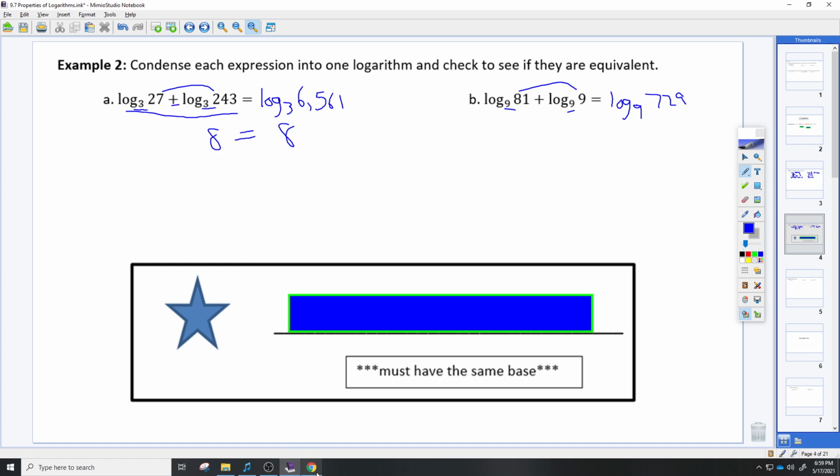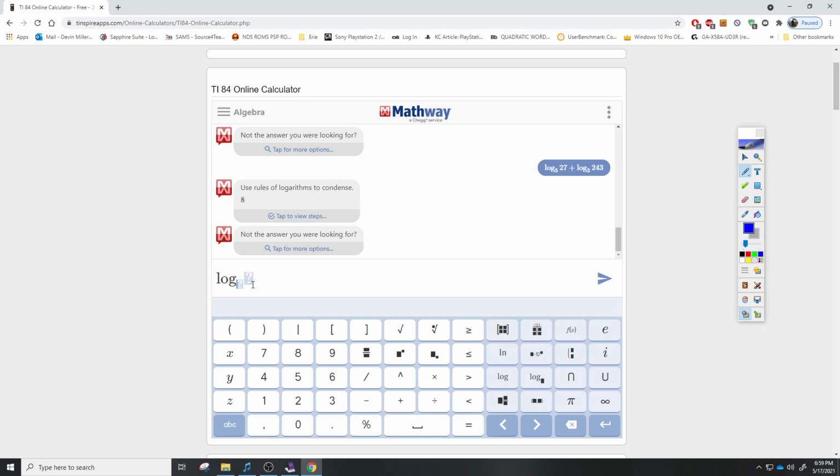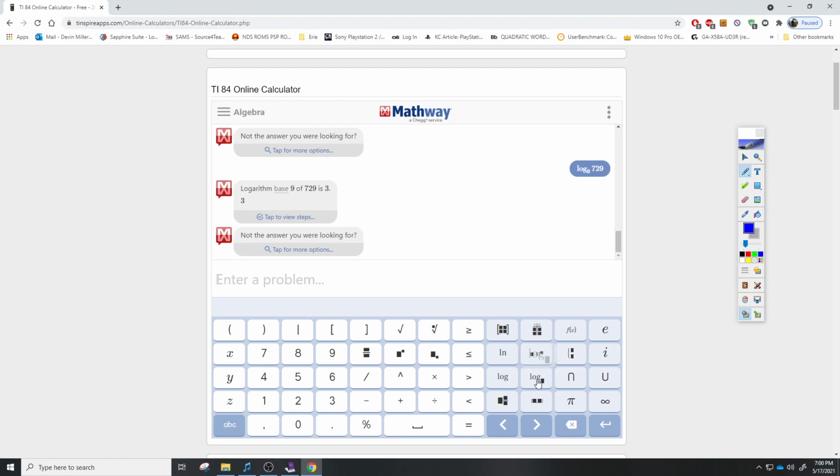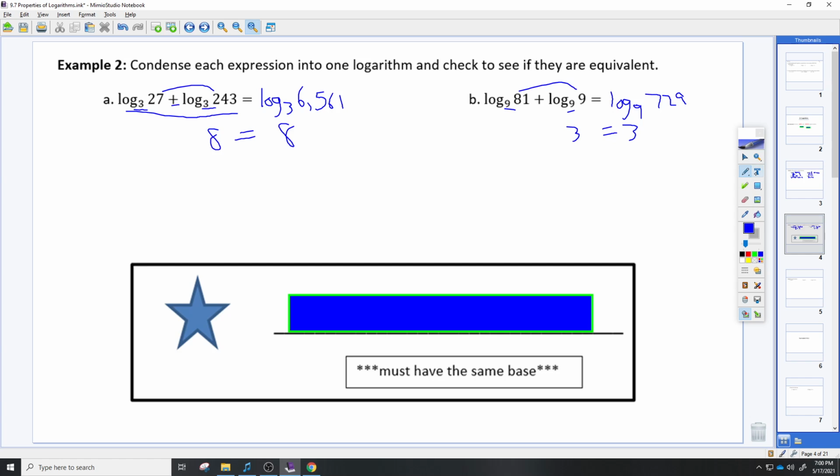Let's go ahead and check that. Log base 9 of 729. That's going to be 3. Now let's check the other one. Log base 9 of 81 plus log base 9 of 9. And that should also give us the answer 3. It says use rules of logarithms to condense, which is what we actually did and got 3. So both sides are 3.